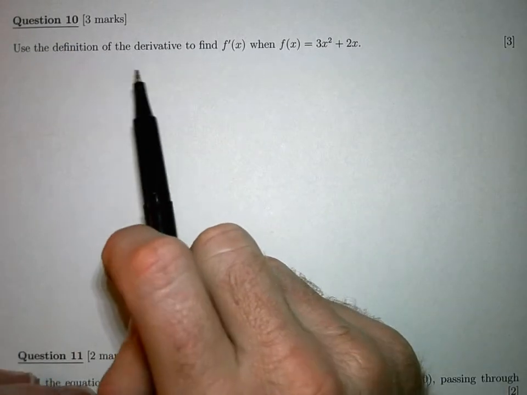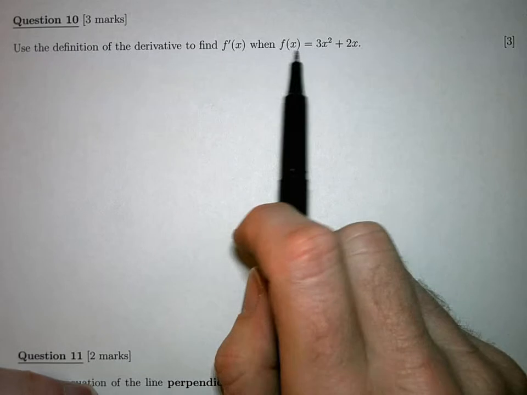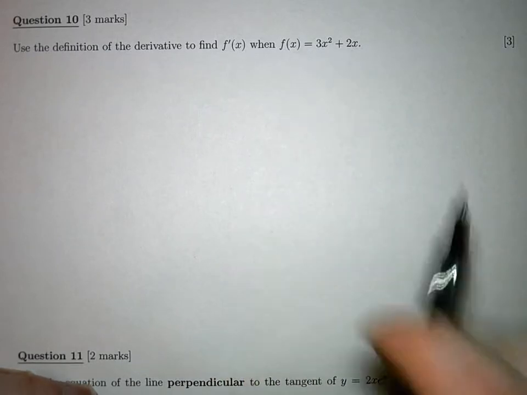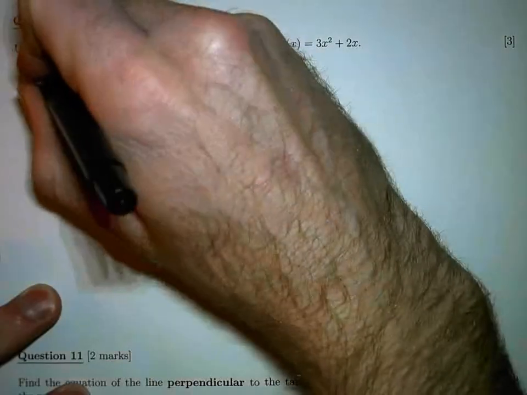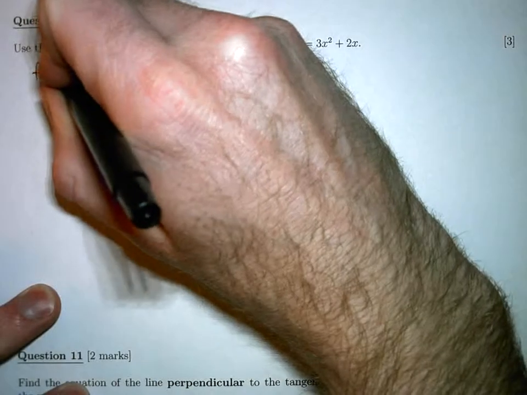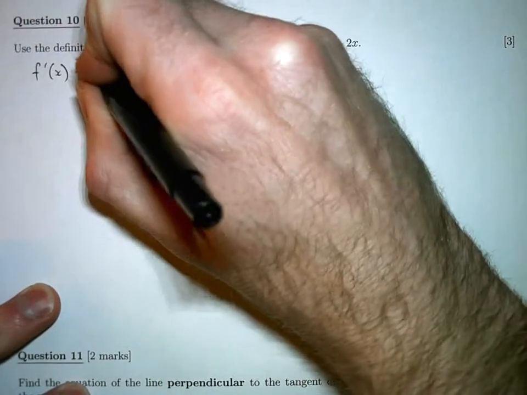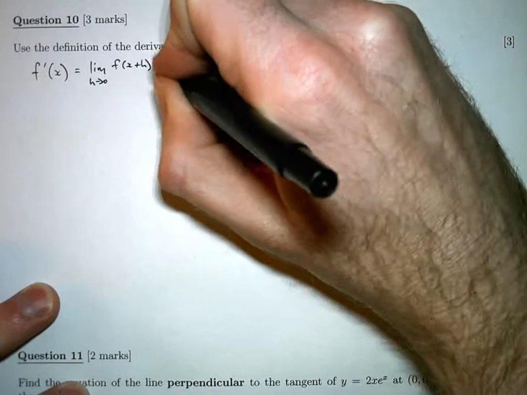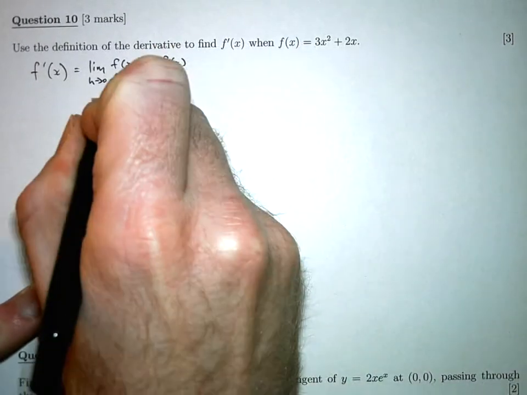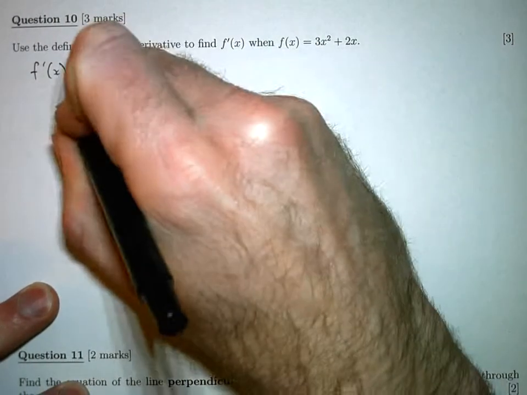Right, here you're asked to use the definition of the derivative to find f prime when you're given that f of x is equal to this function over here. So, using your definition, you've got f prime of x is equal to the limit as h approaches 0 of f of x plus h minus f of x all over h, of course.